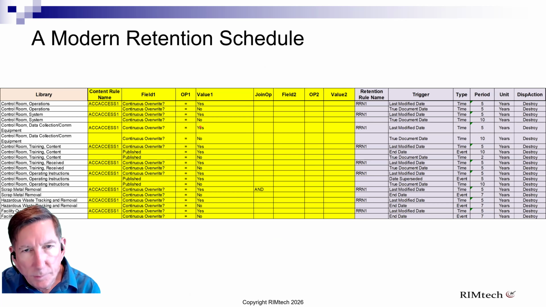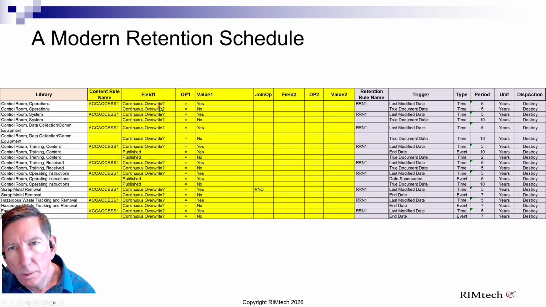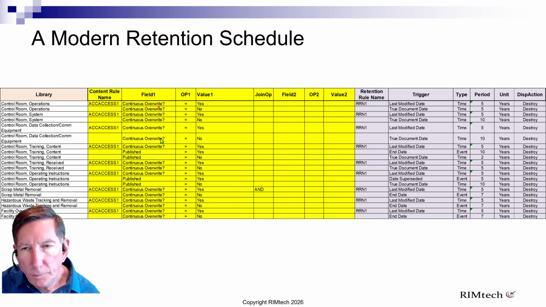This is what your retention schedule will look like. Again, I highly recommend you view our YouTube video on how to create a modern software-ready retention schedule. But in yellow are your content rules. In purple are the retention rules that are called by these yellow content rules. So your retention schedule has to contain all the content rules.